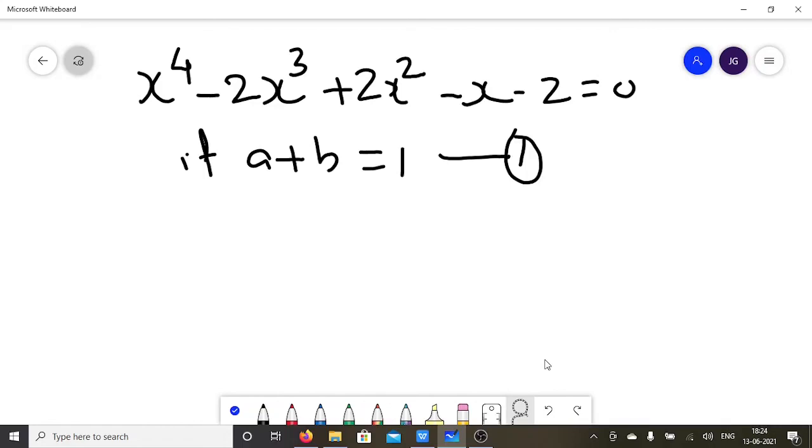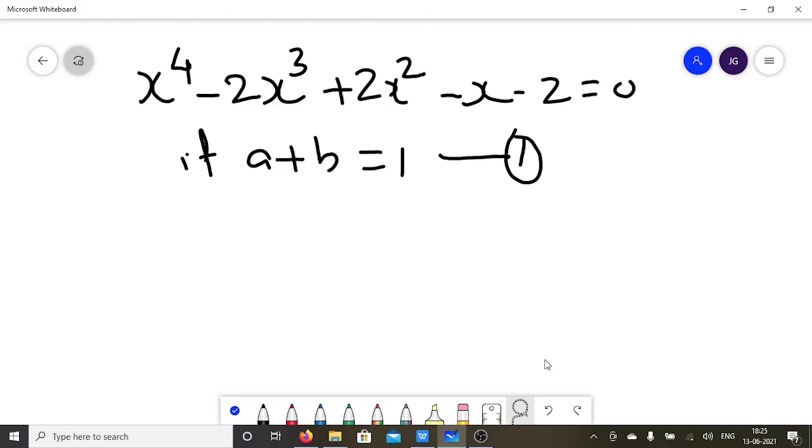Good afternoon all. In lecture 6 notes, we didn't do two problems. The first problem is: solve x raised to 4 minus 2x cube plus 2x square minus x minus 2 equal to 0, if a plus b equal to 1. We can take this a plus b equal to 1 as equation 1.